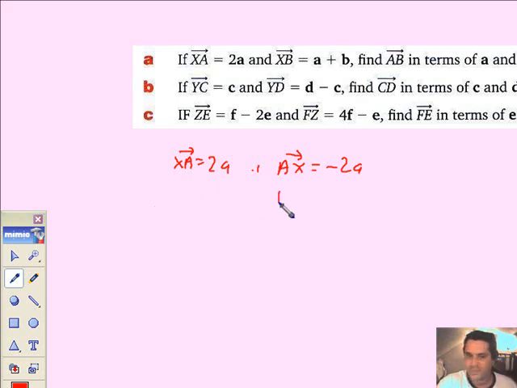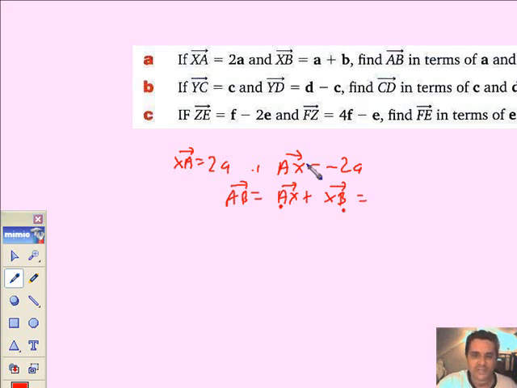Now look what I've got. I've got AX, so look, that way, plus XB that way. Look, I've got A and B. That makes AB, doesn't it? Alright, so AB equals AX plus XB. Look, start with the A, finish with the B.